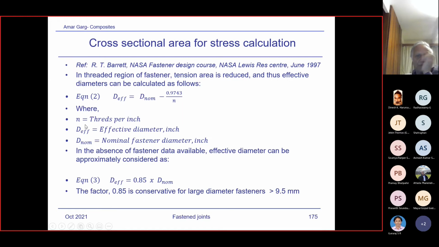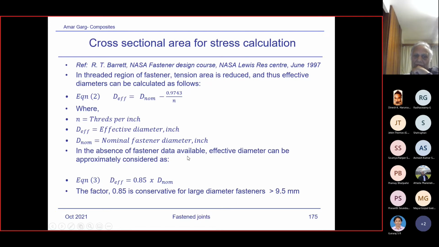There's a method which is given in this by R.T. Barrett, NASA Fastener Design course, and I sent last week this design report, which Prof. Dinesh has already downloaded and uploaded to the directory from where you can get this. So in the threaded region of the fastener, the tension area is reduced, and thus the effective diameter can be calculated as D effective equal to D nominal, which is the shank diameter, minus 0.9743 upon N. N is the threads per inch.